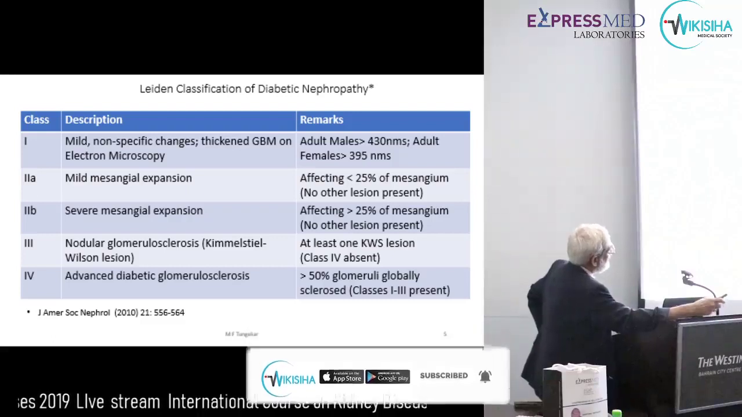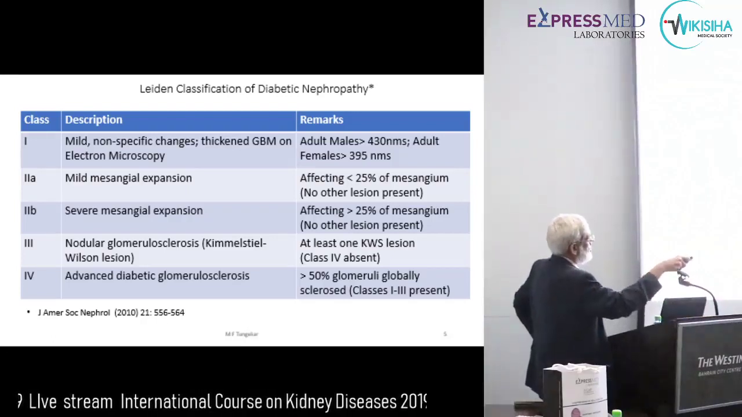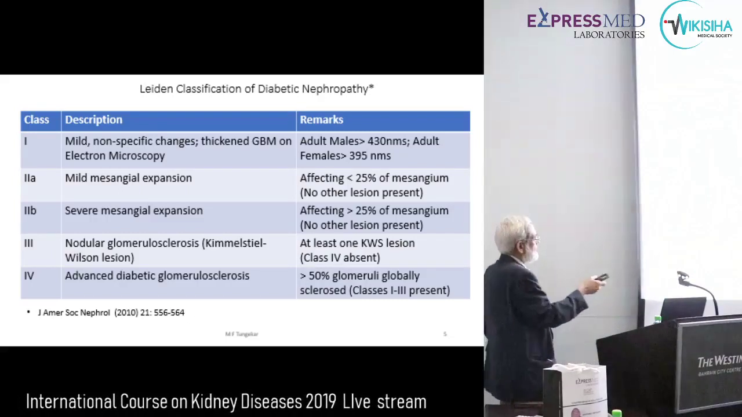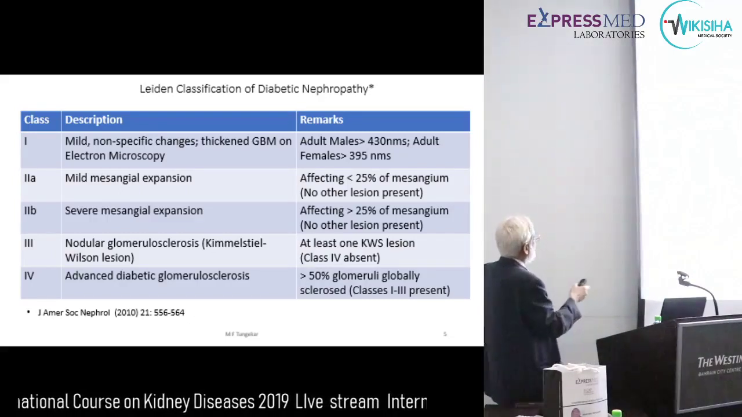And obviously, no other lesion should be present. No other lesion should be apart from it. That's the only lesion present, then it's class 1. And so it's missing there. It should say no other lesion present.